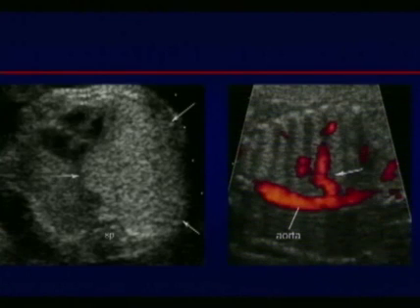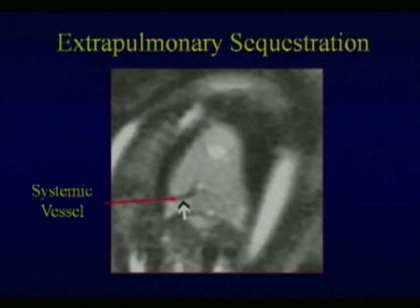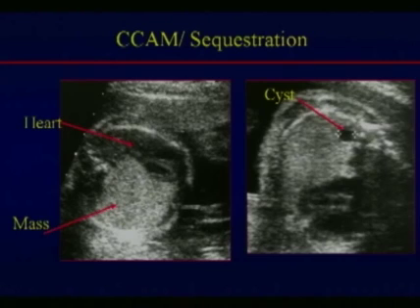But in fact, there's overlap between CAM and sequestration, both by imaging and pathologically, so it's not so important to absolutely make this distinction. Here's another very good example of arterial supply with a sequestration. And again, we can look with MRI and see systemic vessels, sometimes with MRI itself, but usually that's performed better with ultrasound and Doppler imaging.